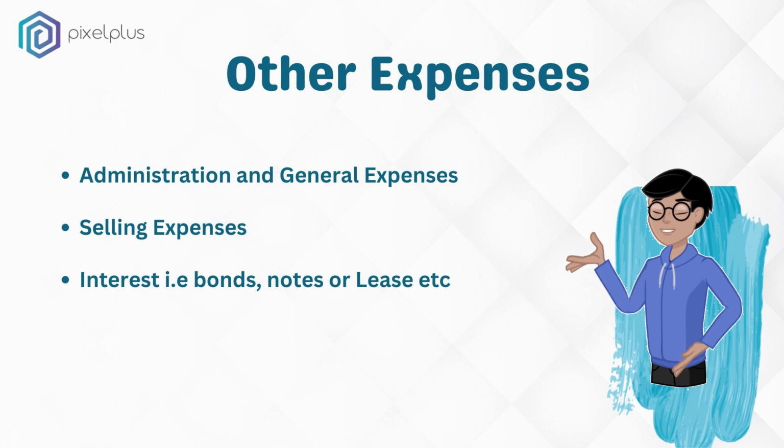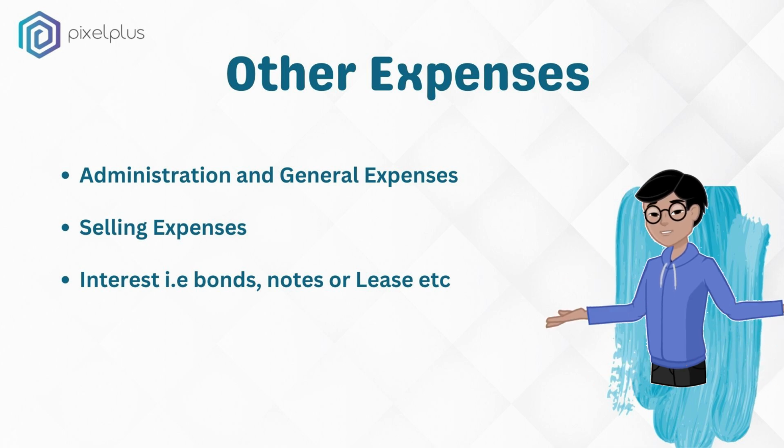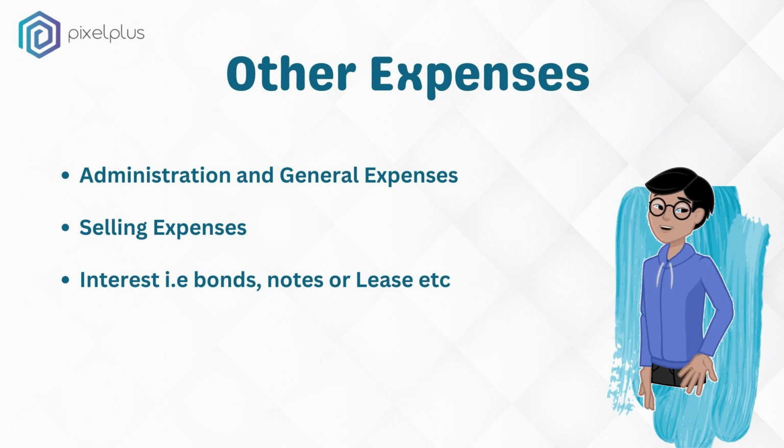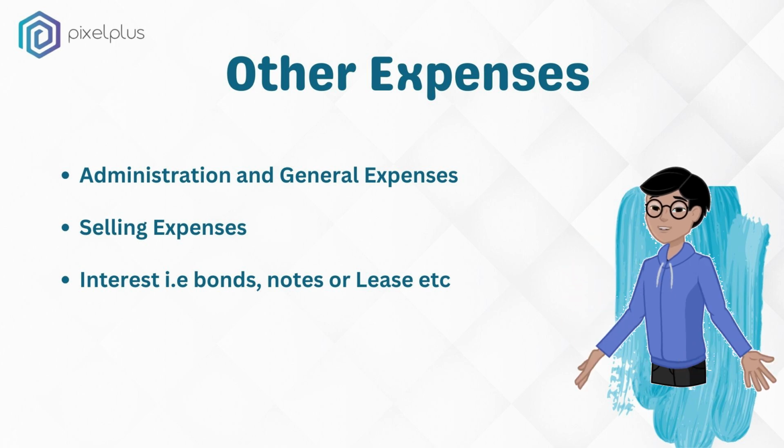This includes the salary of administrative staff, office supplies, utilities, insurance, rent for office space, and professional fees such as legal fees and accounting services fees. These expenses are crucial for maintaining the infrastructure and operation of the company, but do not directly contribute to the production or sales process.